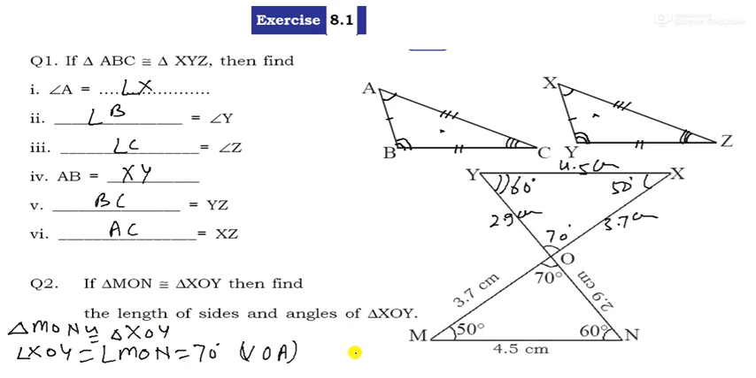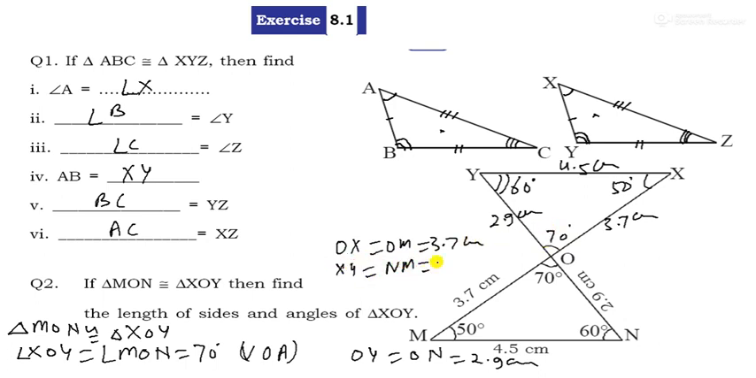So the length of the sides, that is the OX. First of all, OY. OY is equal to ON, so that is 2.9 centimeters. Second one is OX is equal to OM is equal to 3.7 centimeters. And XY is equal to NM, and that is 4.5 centimeters. These are the answers, so you can do it in your copy.